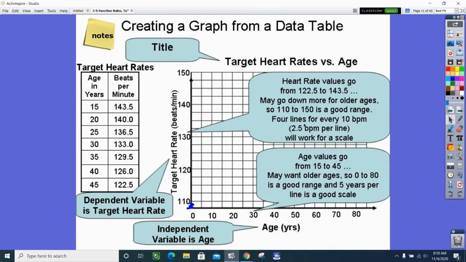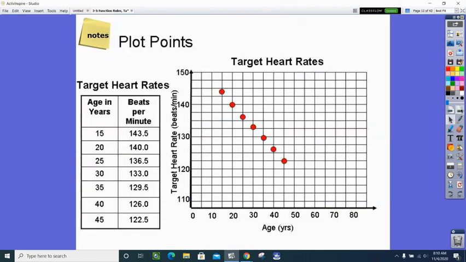Again, this is just talking about why I'm putting the break in here, and why I'm going by 5s. So now it's time to plot the data. When I go to plot the data, this is where it can be kind of an estimate. So I'm going to go 15, and when I go to do 143.5, it's a little bit less than 145. So when you're plotting these points, they're not necessarily going to be plotted right in the crosshairs of horizontal and vertical. So here are my points.